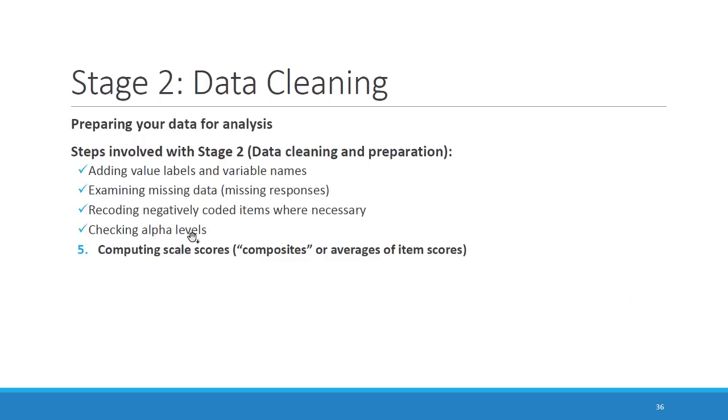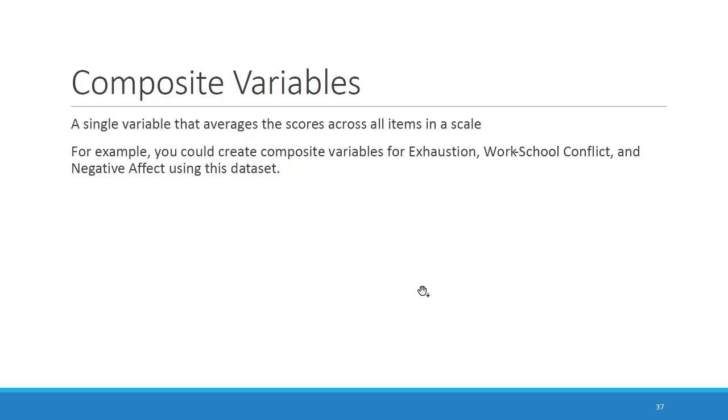Okay, so now we've checked our alpha levels and we've done each of the other 4 steps that come before it, so we can move on to computing scale scores, also known as composites or averages of item scores. Composite variables, again, are single variables that average the scores across all items in a scale. For example, you could create composite variables for exhaustion, work-school conflict, and negative affect using this data set.